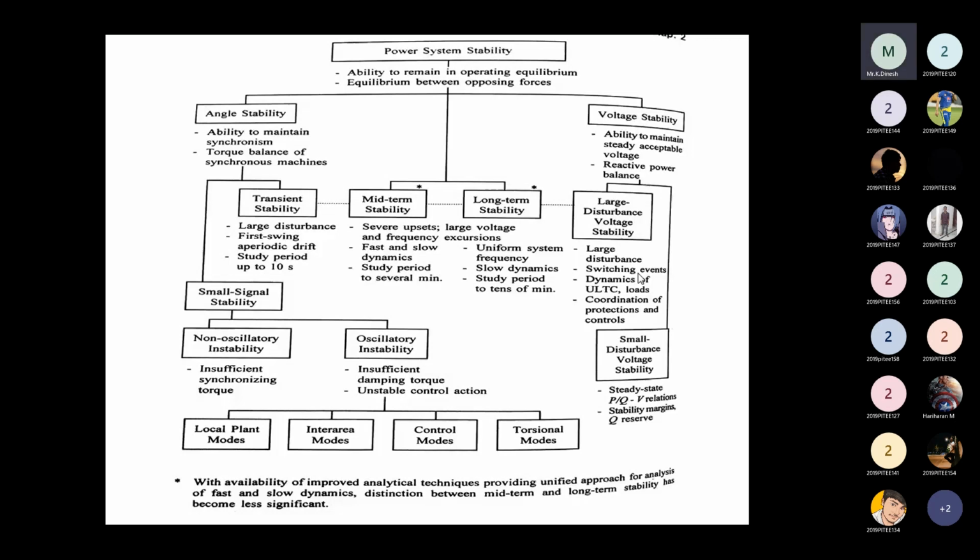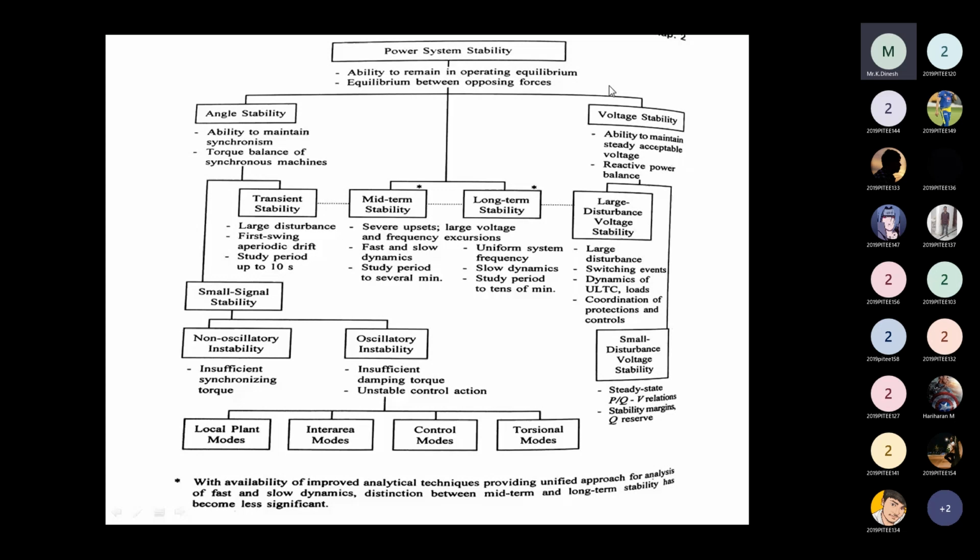The proper production and switching gear maintenance is needed in the large disturbance voltage stability. Next, we have small disturbance voltage stability. Here, the P by Q V balance, that is real power to reactive power ratio, so the voltage relation should be steady state. And we have to maintain our stability margins with reserve capacity.